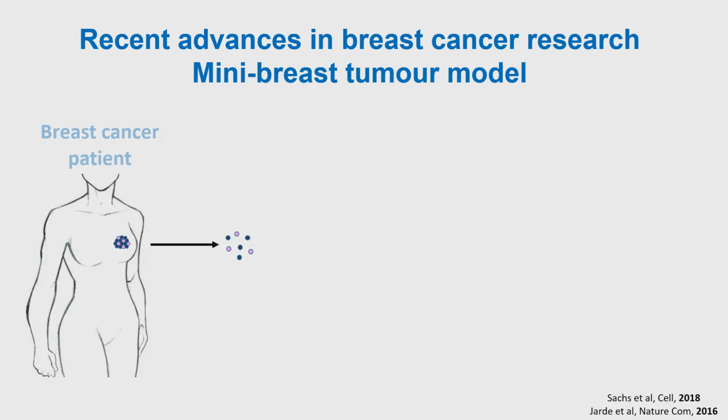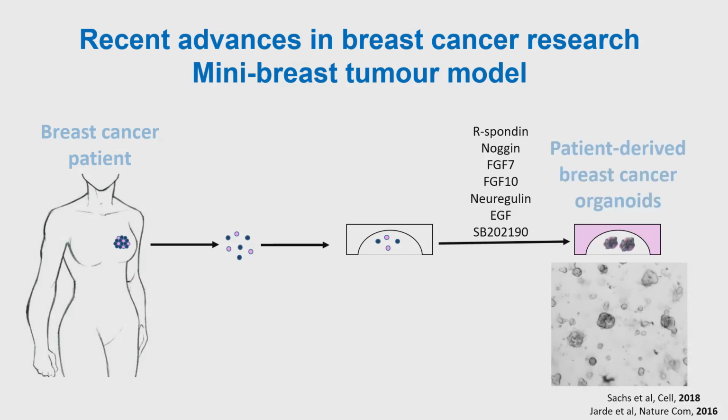In the Netherlands in Hans Clevers' lab. They've shown that if you take a tumor from a breast cancer patient, that you dissociate at the single cell level, and that you plate these single breast cancer cells into a 3D matrix, they very rapidly self-assemble with the right growth factors into these structures that we call patient-derived breast cancer organoids.